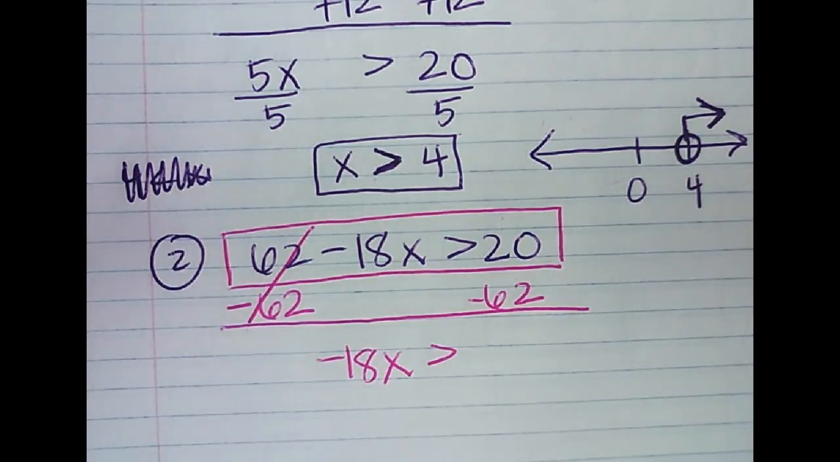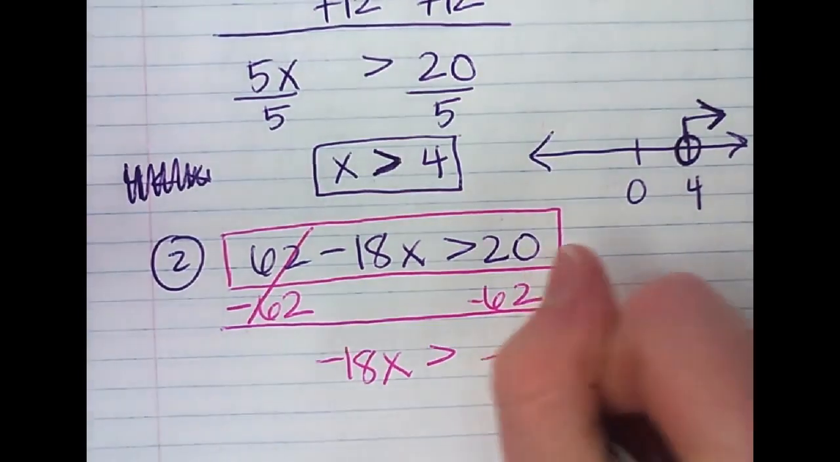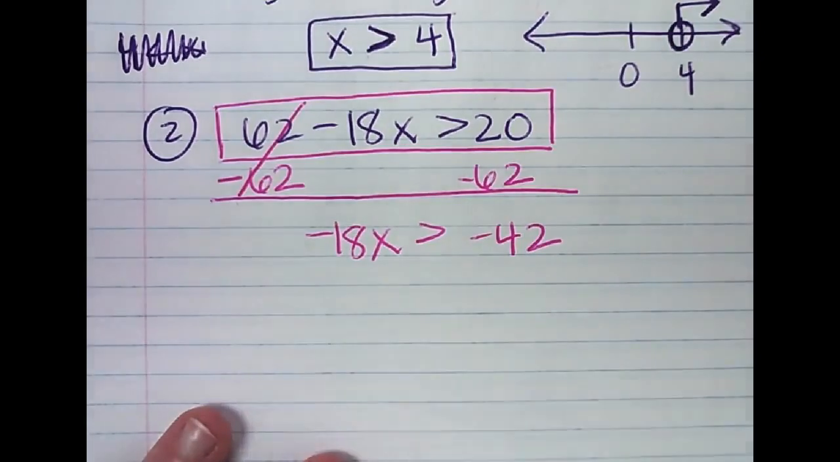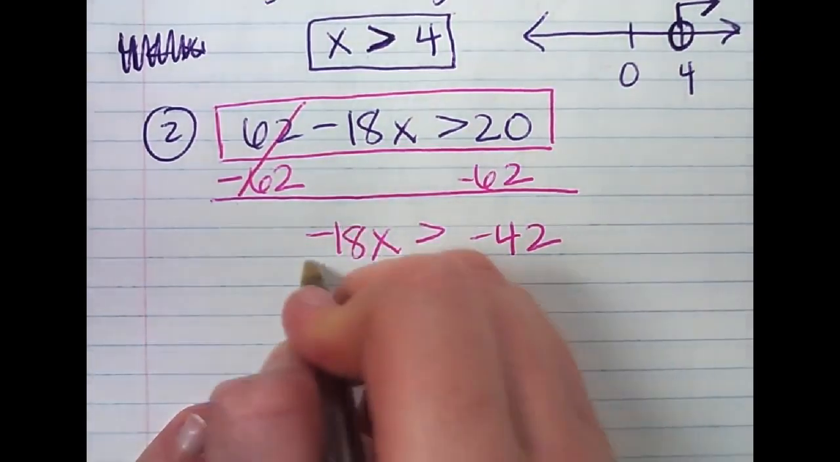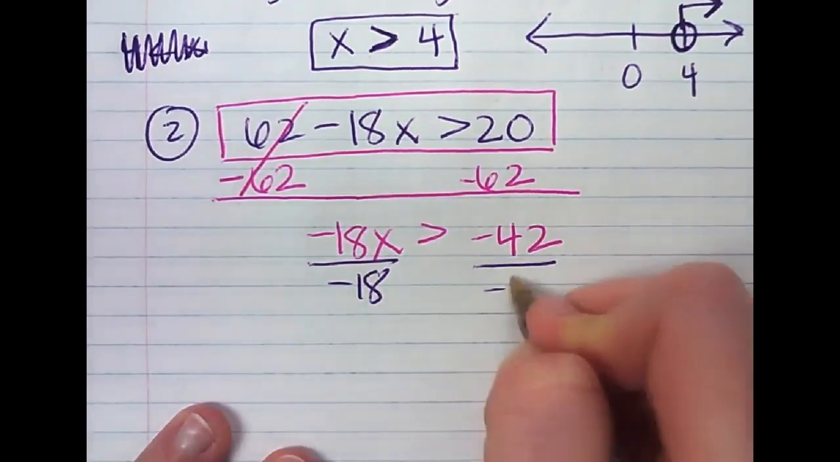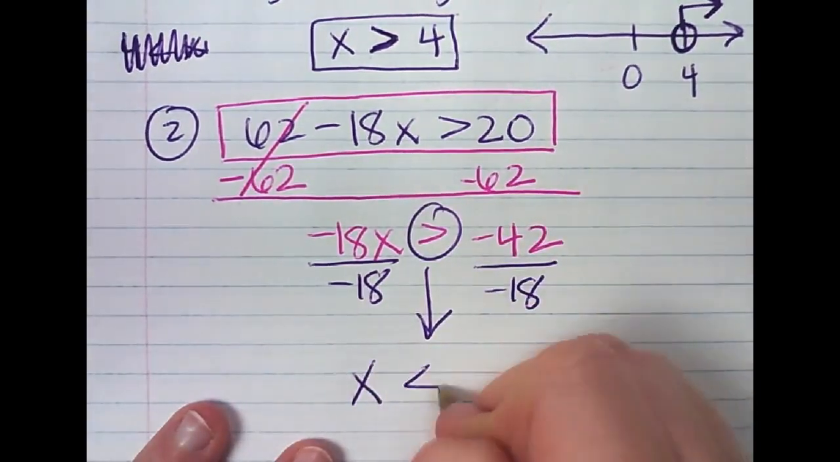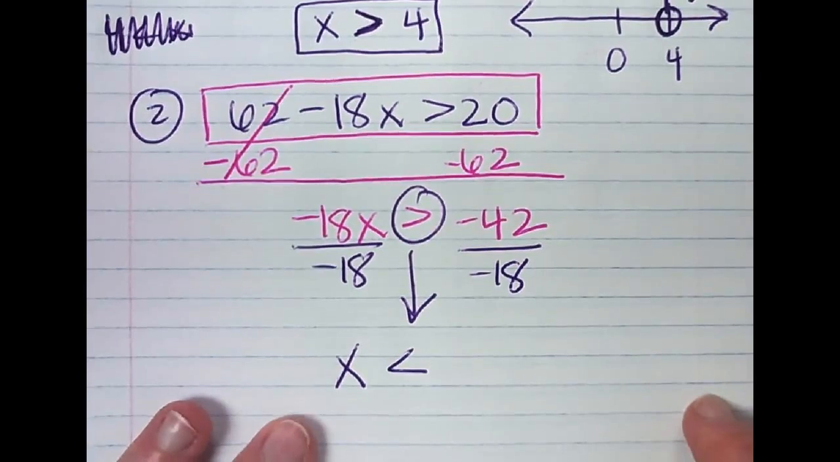What's 20 minus 62? Negative 42. Okay, I'm dividing by negative 18. So what do we do? Good, flip the sign. So x is less than, what does that reduce to?